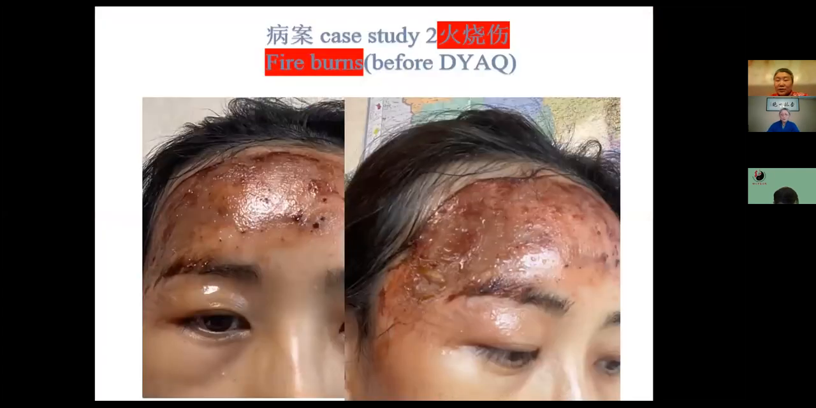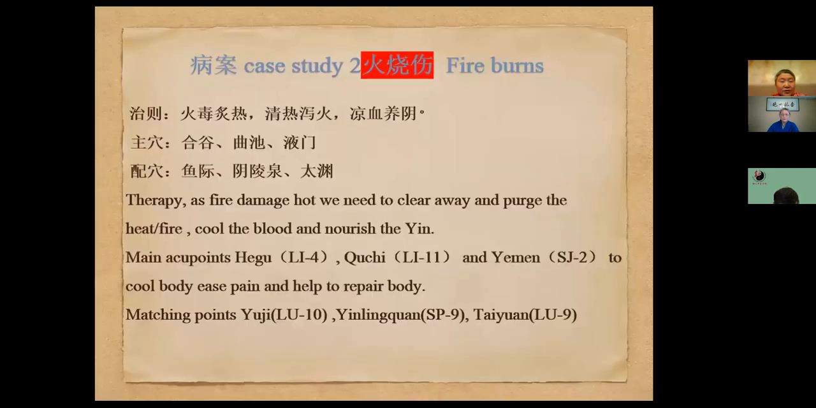We can see the photo. See, quite bad. So we use therapies for fire damage and heat. We need to clear away and purge the heat, cooling the blood and nourishing the yin. Main point is here.